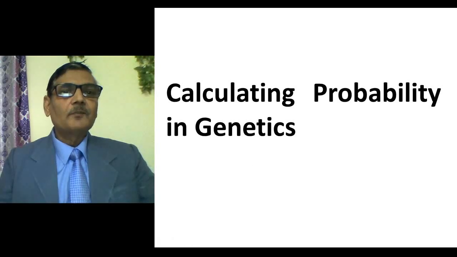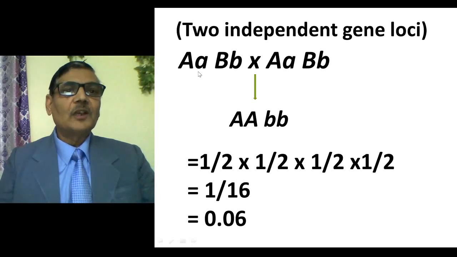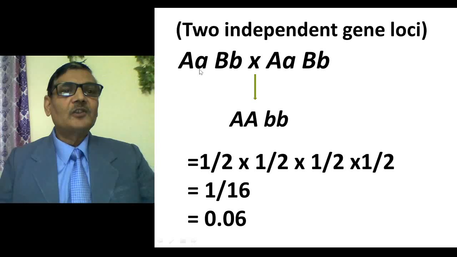In this presentation, I am going to discuss calculating probability cases in the field of genetics. See, in this particular example, two individuals are heterozygous for two gene loci, that is capital A small a, capital B small b. This is the genotype of one individual, and exactly the same genotype is there in the other individual. Suppose one is male, the other one is female.